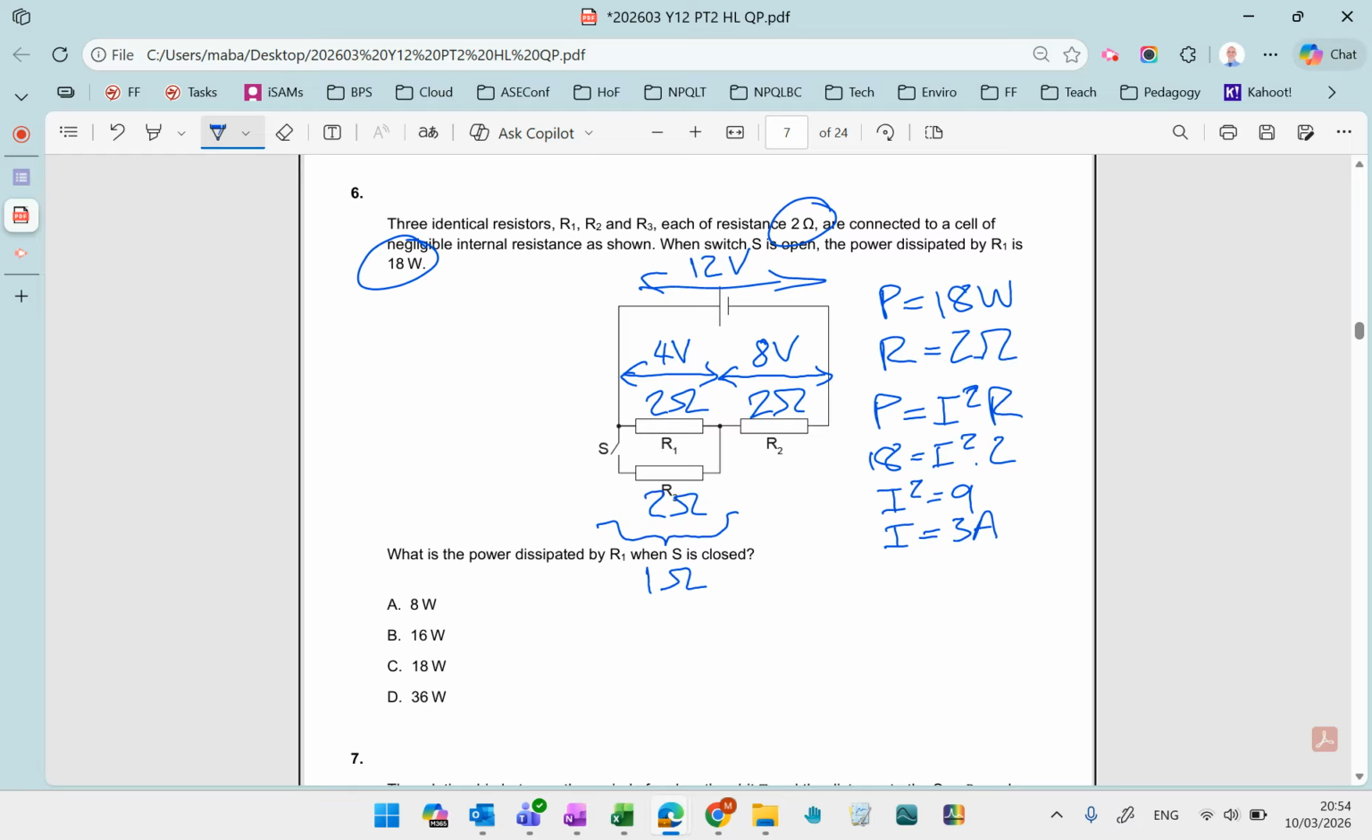So now we've got a voltage and we've got a resistance, so we can use a different formula to calculate the power. We can use P equals V squared over R. Okay, and the voltage across resistor 1 is 4, and the resistance is 2, and that gets me 16 on the top, 2 on the bottom, so that's going to be 8 watts, which is answer A.